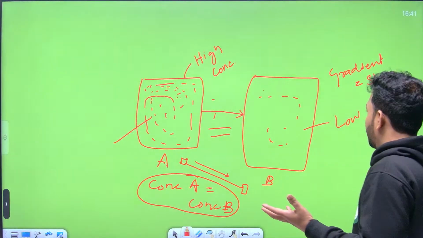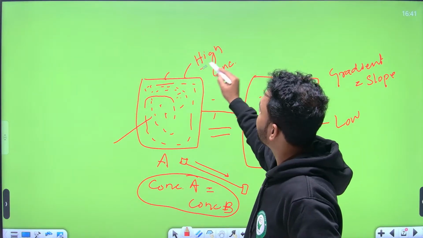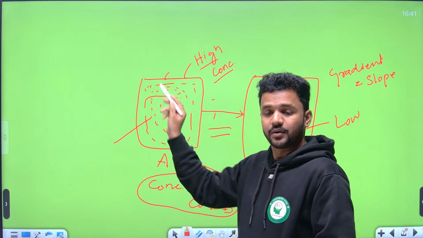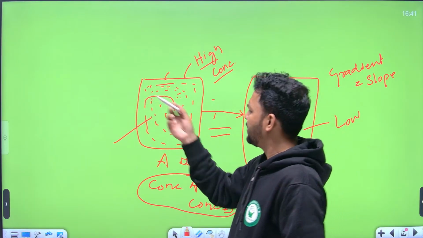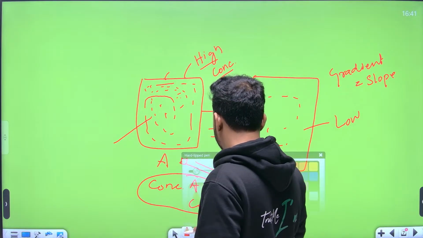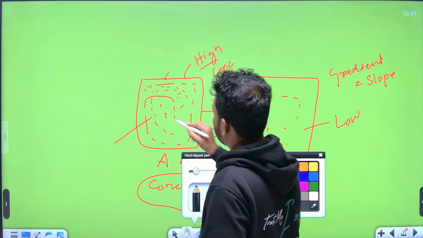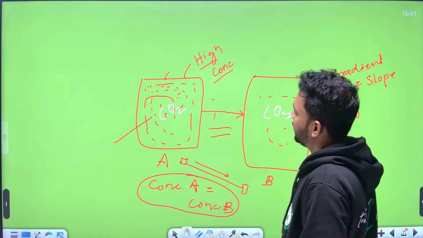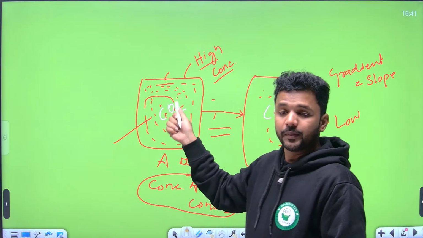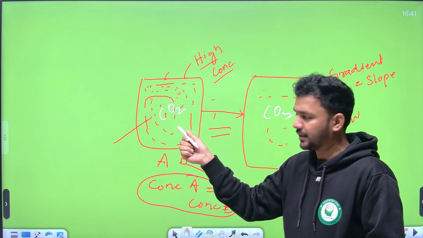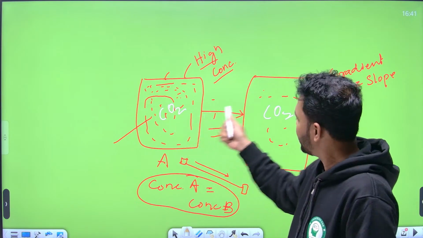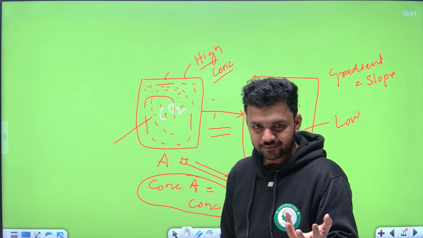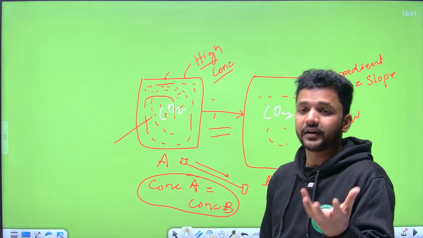So here we saw system A was at high concentration. High concentration means the number of molecules is more, right? Say for example, here it is CO2 molecules. Same molecules, but the number of molecules is much more. बहुत ज़्यादा molecules हैं यहाँ पे, है कम. So the more the molecules, the more will be the mass, right? And the more the mass, the greater will be the pressure.